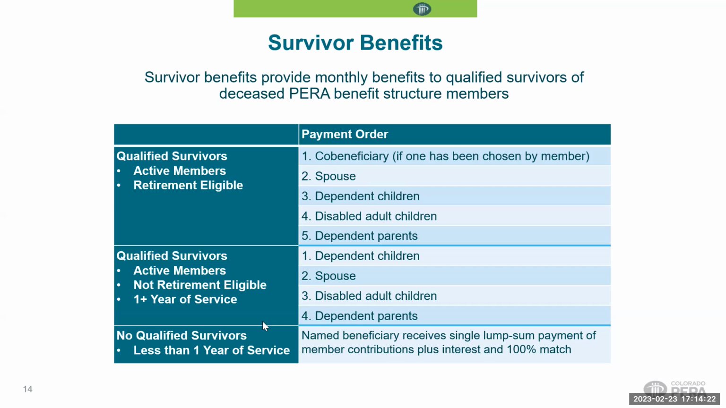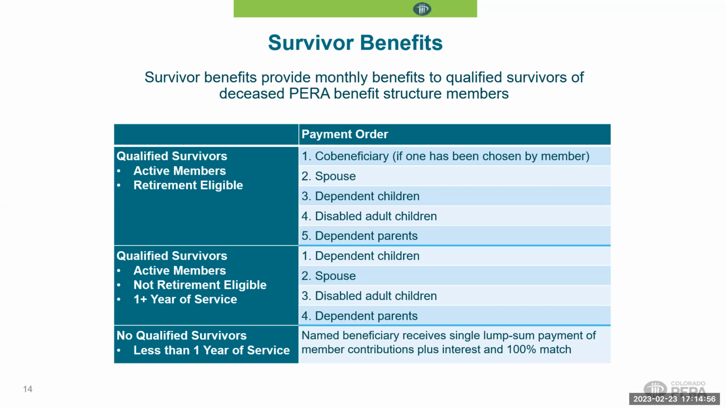If you have no qualified survivors, so you don't have any of these 4 people in your life for when you do pass away, or you have less than 1 year of service, it'll go to your named beneficiary. Everybody may have a named beneficiary on file right now. If you don't, you can name a named beneficiary now. And that person just receives a lump sum of your member contributions plus 100% match on those contributions at the time of your death.